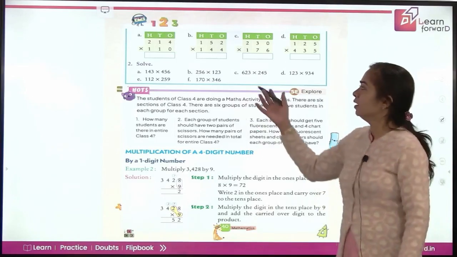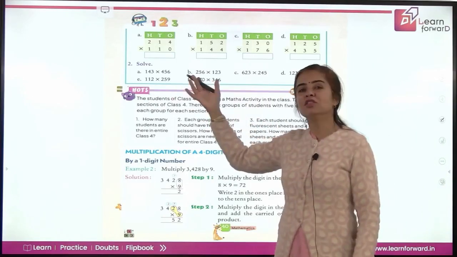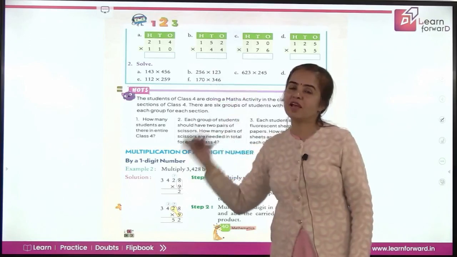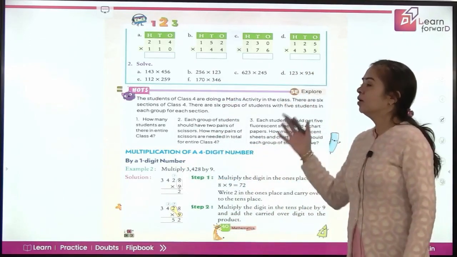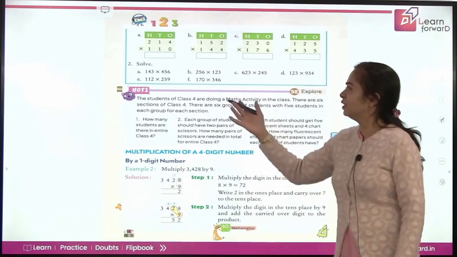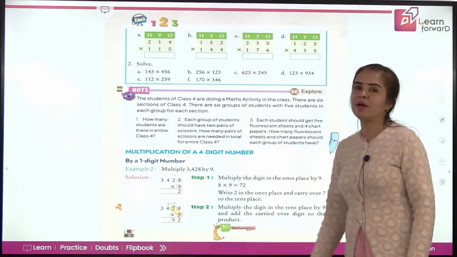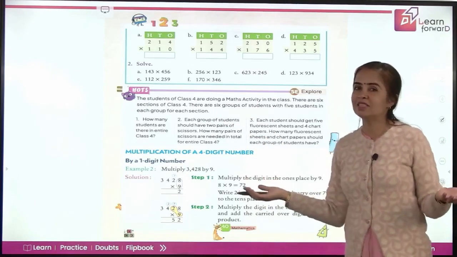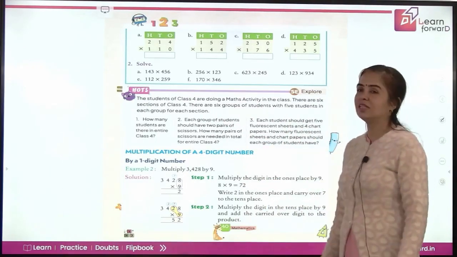Okay? Now next is again solve. So you'll be multiplying them as we have just done one part. Here is a HOTS for you. The students of class 4 are doing a maths activity. Of course, this is maths period, so we are doing a maths activity in the class.